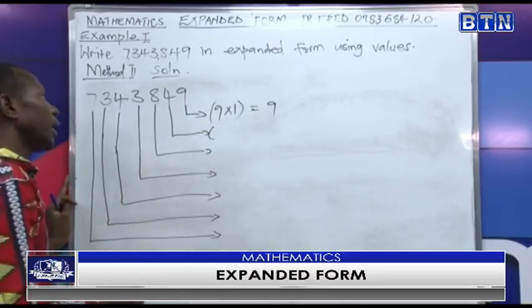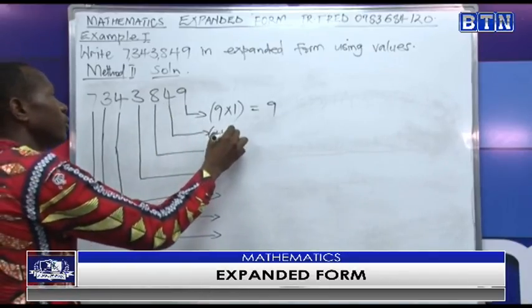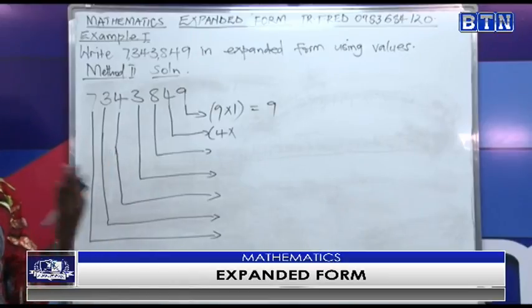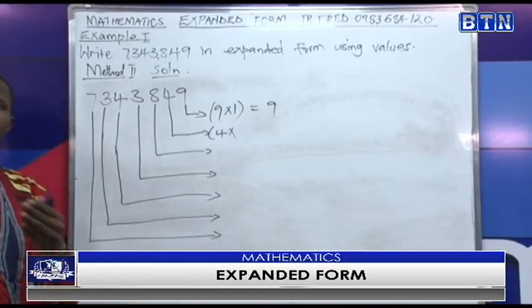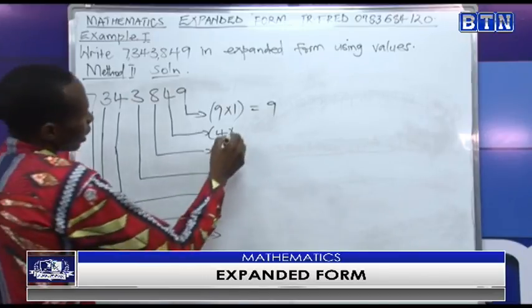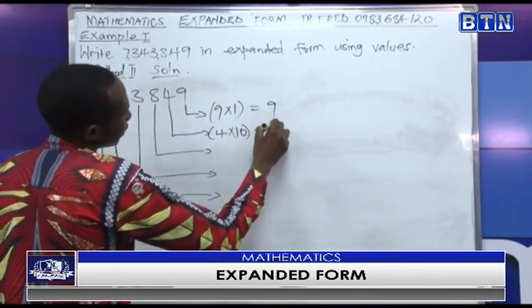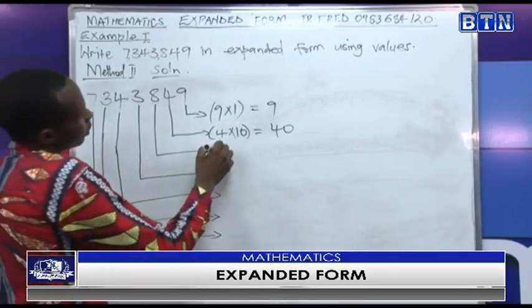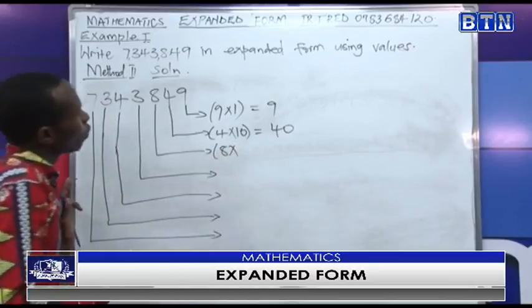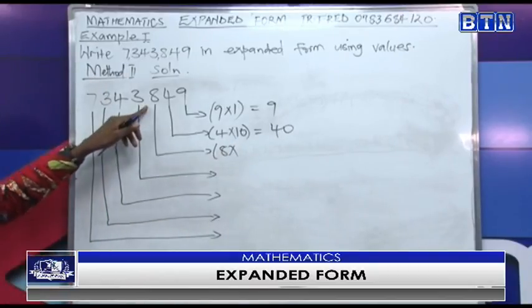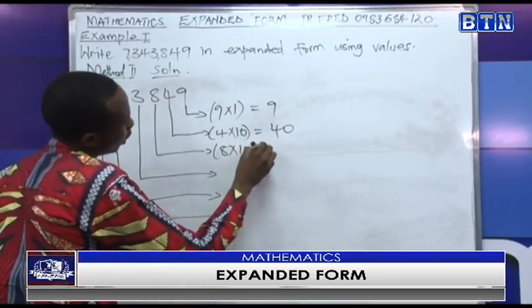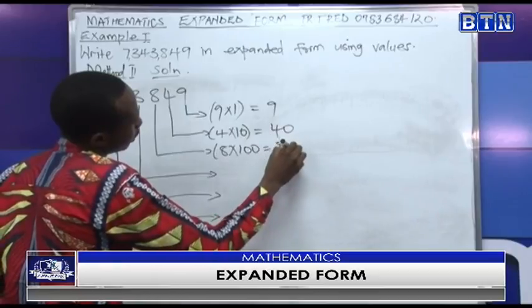I will continue. I'll say I have 4 times. What will be the place value of 4 in this case? It is 10s. So we shall have 4 times 10, which will give us 40. Then from there we shall continue to the next digit. We have 8 times. What will be the place value of 8 in this case? The place value of 8 is 100. So I'll have to multiply 8 times 100, which will give us 800.